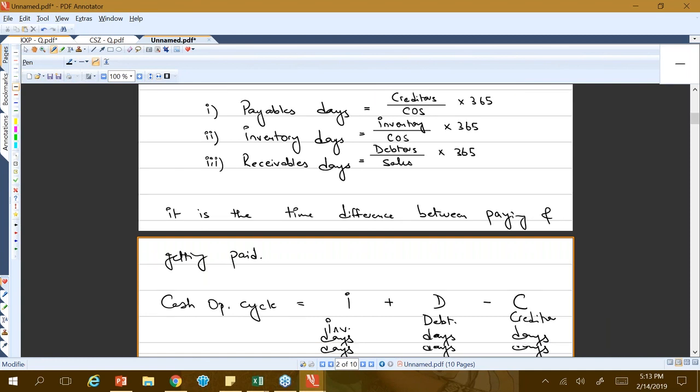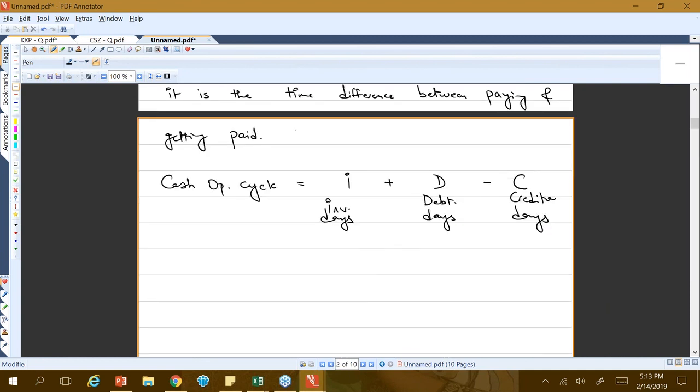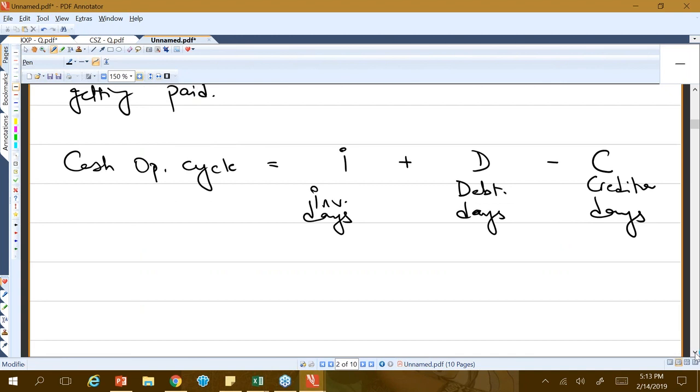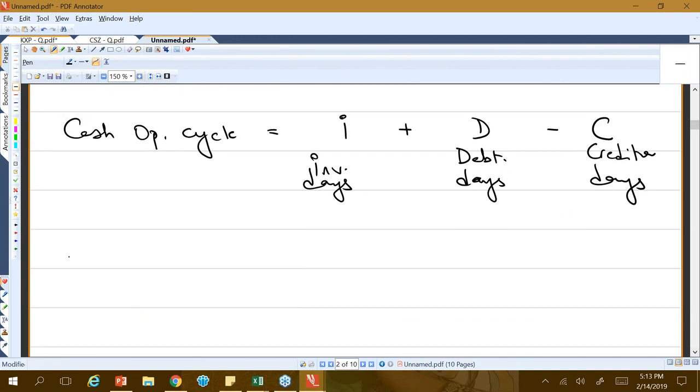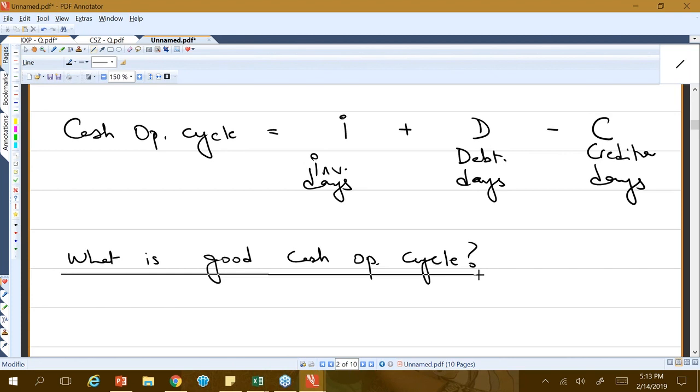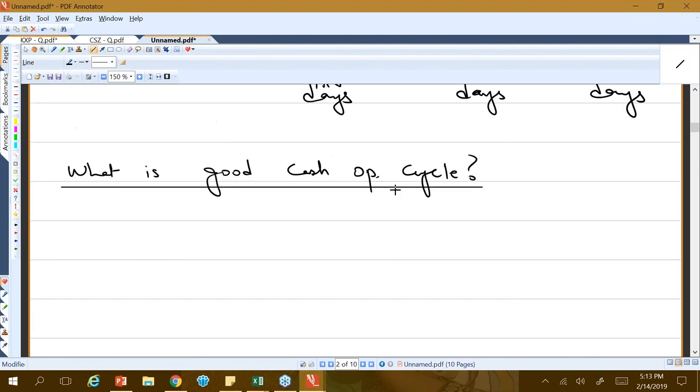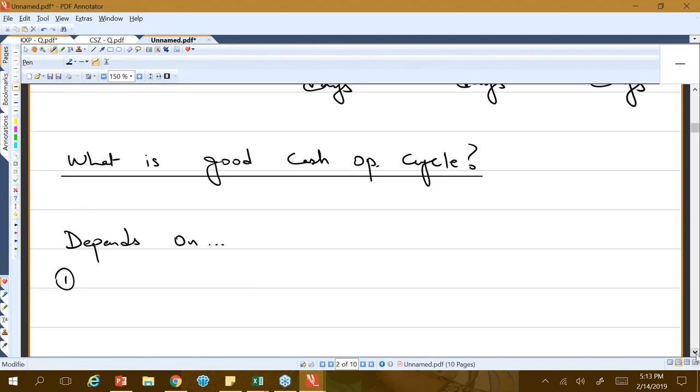Now, another question which sometimes comes up in the exam is: what is a good cash operating cycle? Well, it is not easy to answer this question because it depends on a lot of things. Number one, the type of business you are.